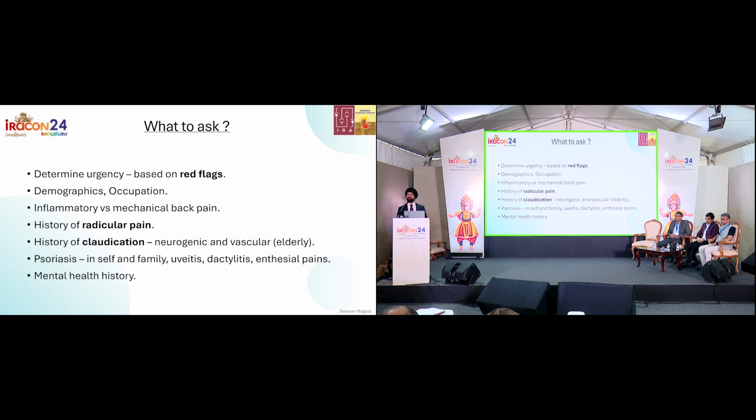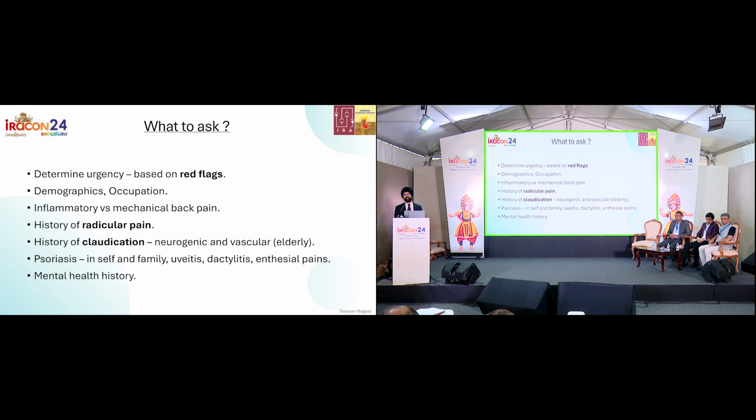Always ask about radicular pain history. Mostly the radicular pain is dermatomal. It causes leg pain, which is worse than back pain. It is a shooting, lancinating type of pain which radiates mostly below the knee. The one that stays above the knee is generally not a typical radiating pain. And this radiating pain will worsen on coughing, sneezing, Valsalva maneuver. We have to differentiate two types of claudication, neurogenic as well as vascular.